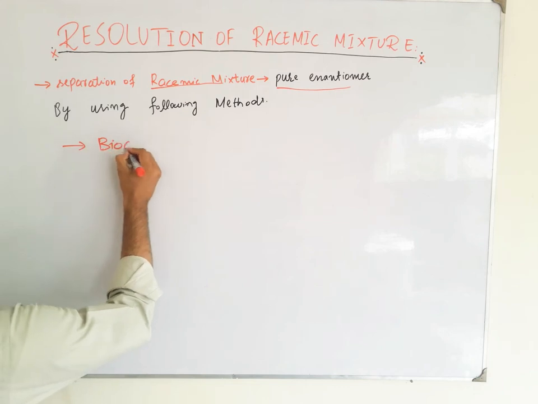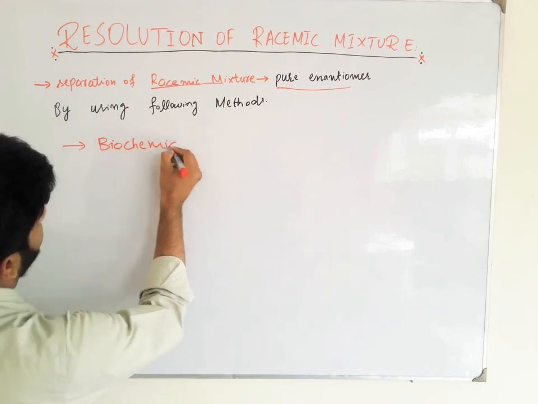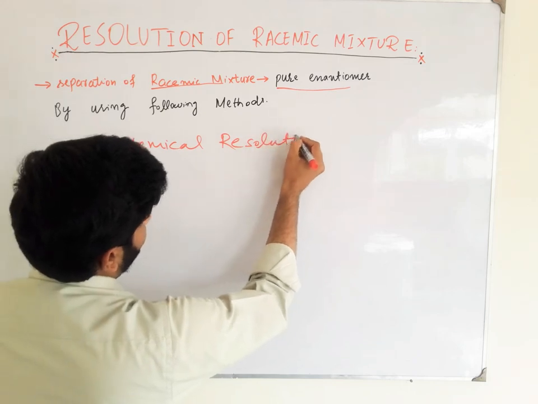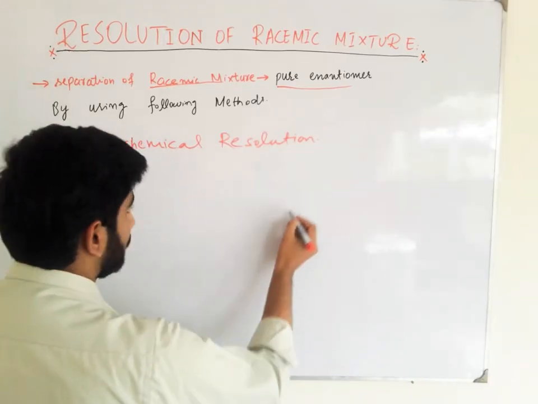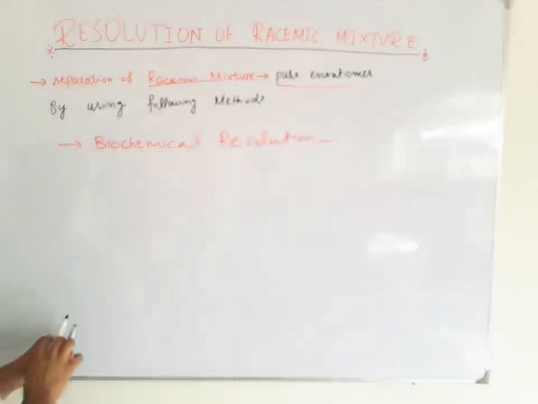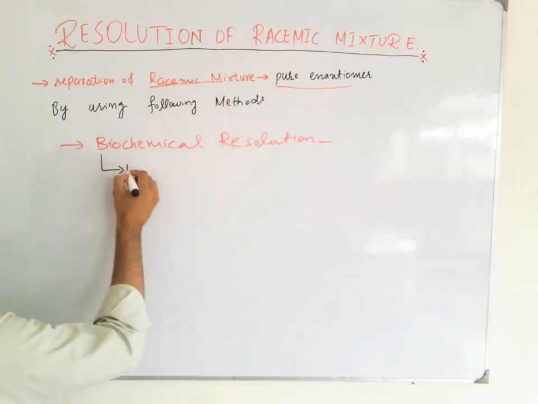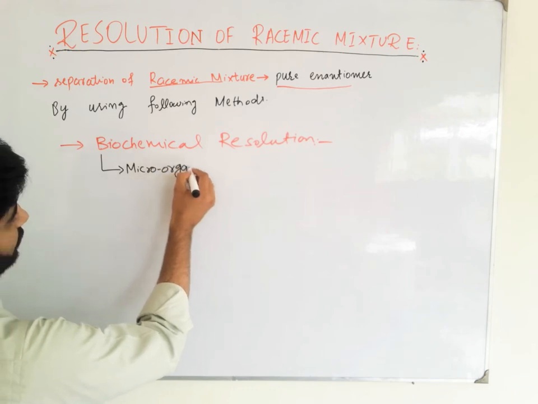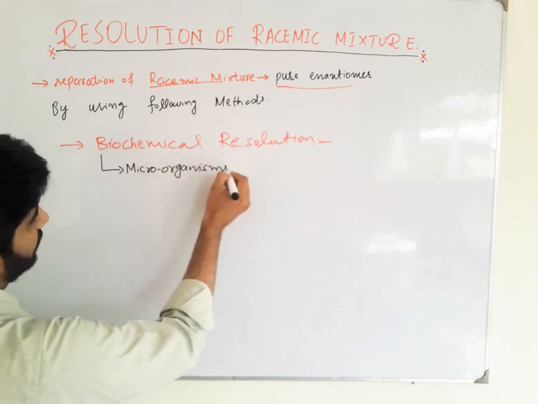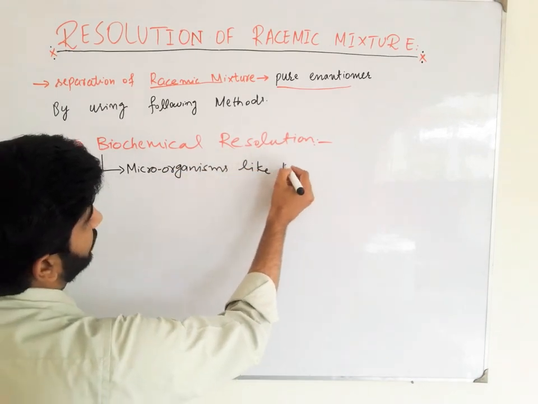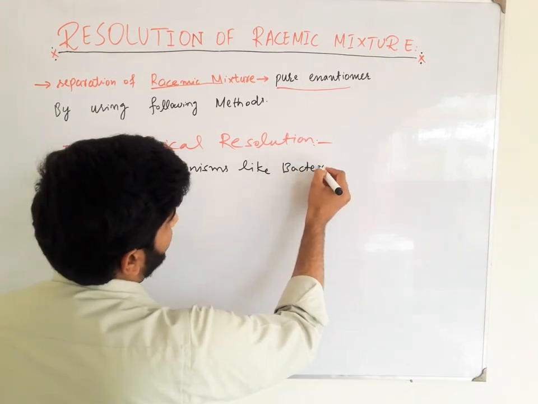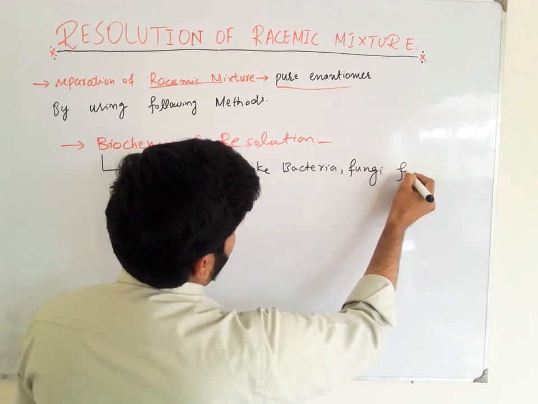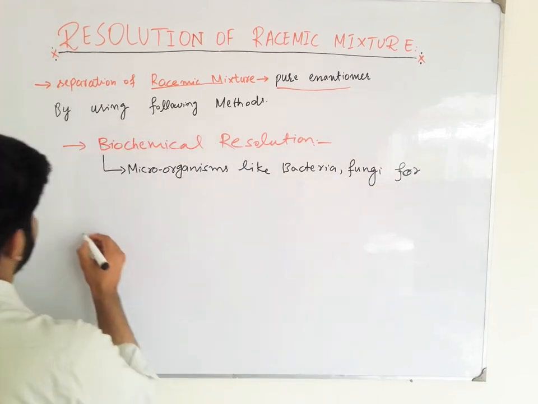Biochemical resolution method. In the biochemical resolution method, we use microorganisms like bacteria, like fungi, for resolution of the racemic mixture.